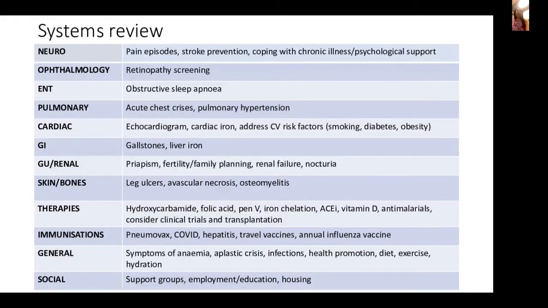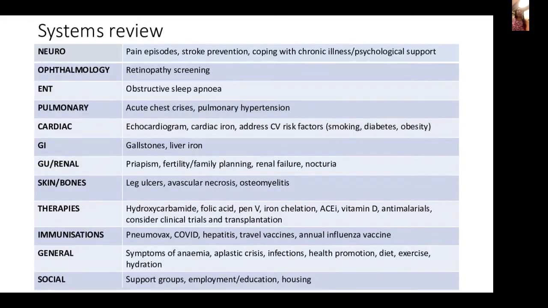And then the therapies, hydroxycarbamide. If people are having frequent pain crises, more than 3 per year, you think about starting hydroxycarbamide. Certainly if they've had acute chest syndrome. Folic acid. They should be on penicillin V, ideally for life, but compliance with that does wane. But it's really essential in the first 5 years of life. And if they're on a transfusion program, they may need to have iron chelation if their ferritin's rising or if they've had over 10 transfusions.